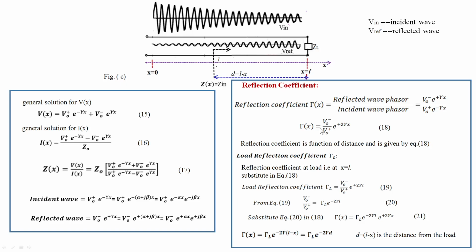Now the terms V naught minus and V naught plus are not there, but tau L is there. What is tau L? This is tau L now. We will see how to get the value of tau L. This is the load reflection coefficient. How to get this value? We will see this.